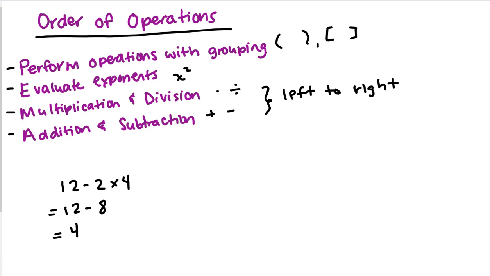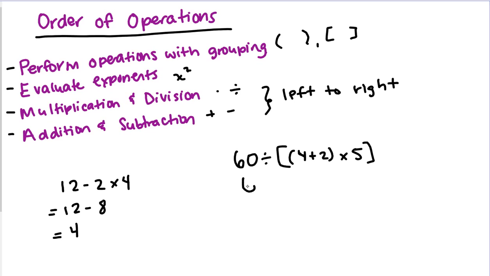Let's do one with some grouping. Let's say we have 60, and we want to do 4 plus 2, that's a 4, times 5. So here we see that we have brackets and parentheses. So what we're going to do is we're going to move from the inside to the outside.